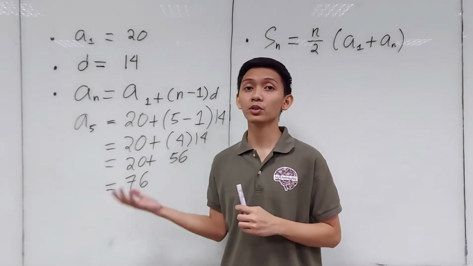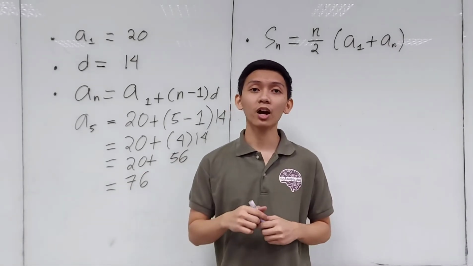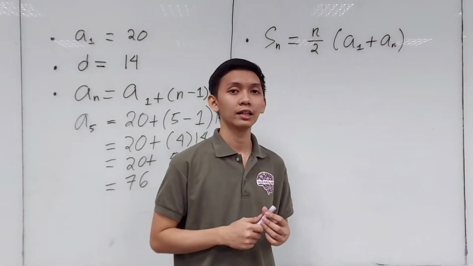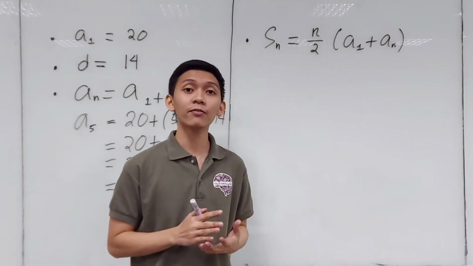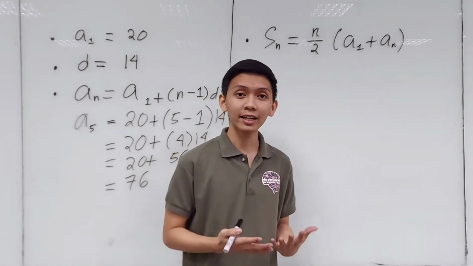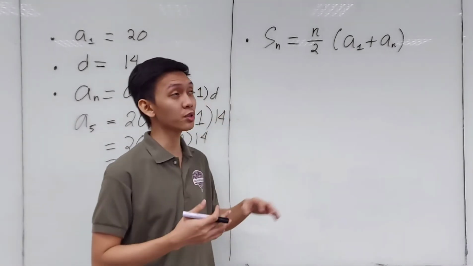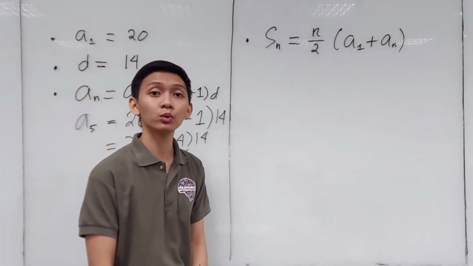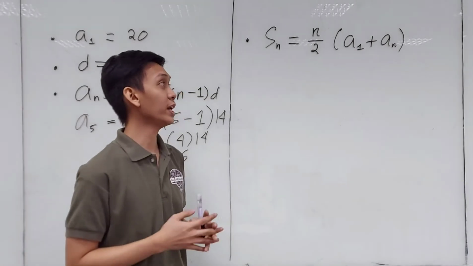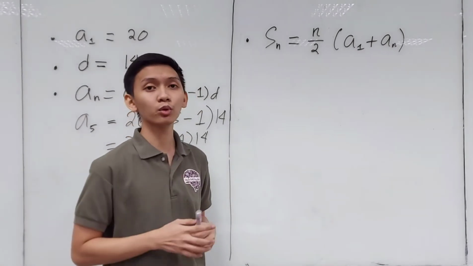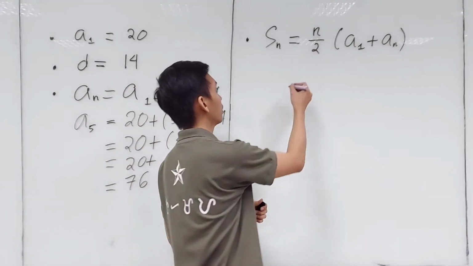Using this information, we can find out how many people are living in that 5-story building. Now we know that there are only 5 floors in that building. That means the sequence is finite, so we're going to use this formula: S sub n is equal to n over 2 multiplied by the quantity of a sub 1 plus a sub n. We just have to substitute all the given information.